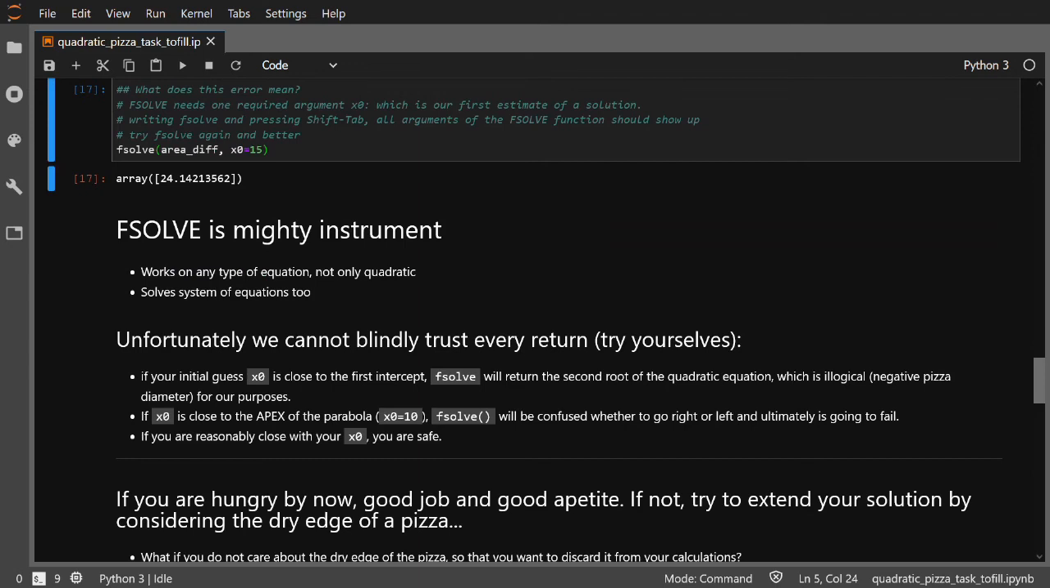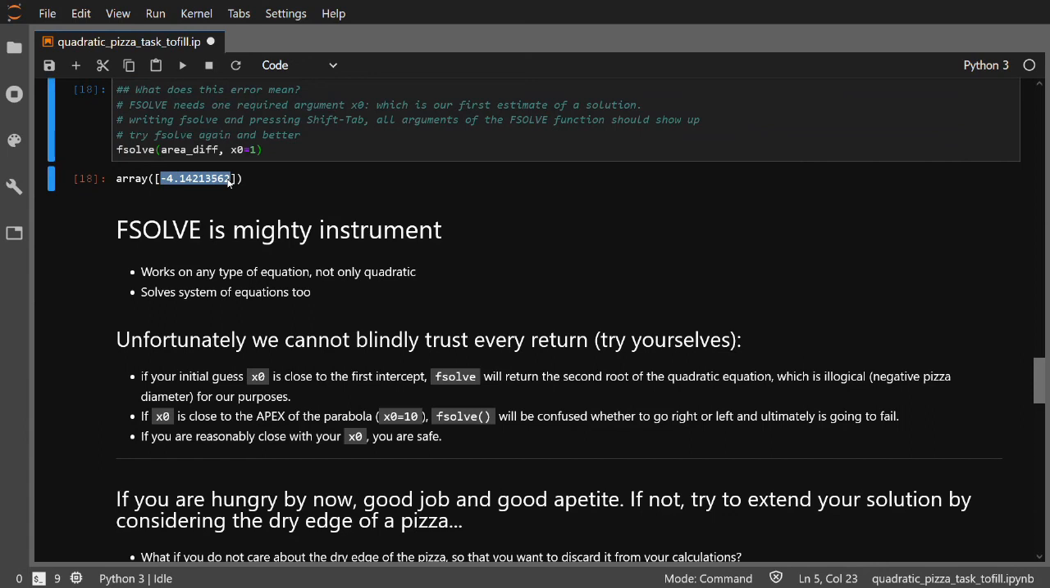fsolve is a mighty instrument, however we cannot blindly trust it. You can think of it in the following terms. Since fsolve needs from us the initial estimate for the solution x0, it means that the resulting output might depend on its value, and we are going to demonstrate it here. You know that a quadratic function can have two intercepts with the x-axis. So if our estimate is too close to the first root, let's say I put x0 equal to 1, then I get the other root as a solution, which doesn't make sense for our exercise because a negative pizza diameter is illogical.